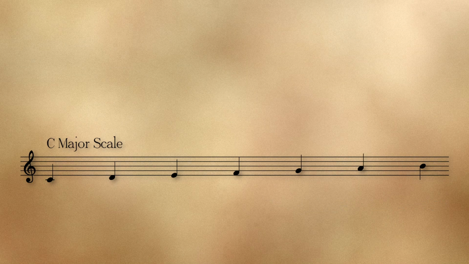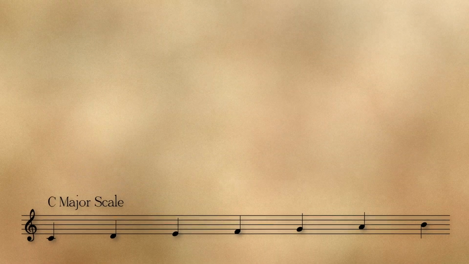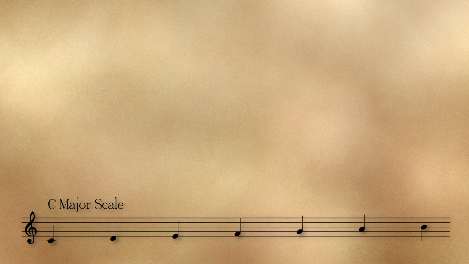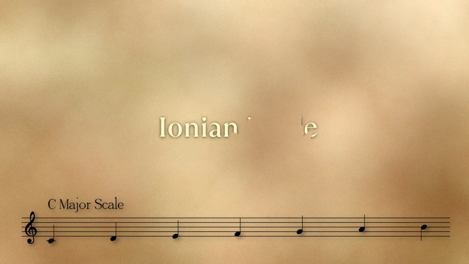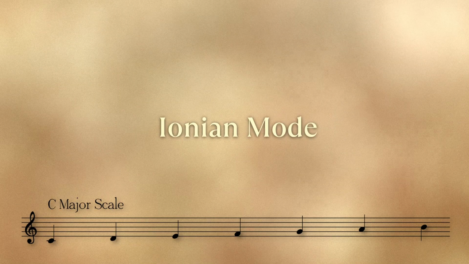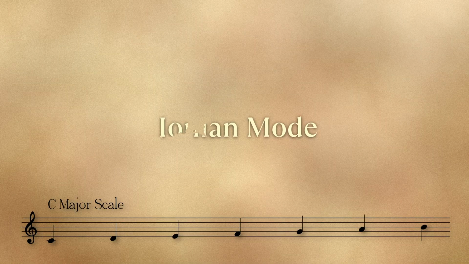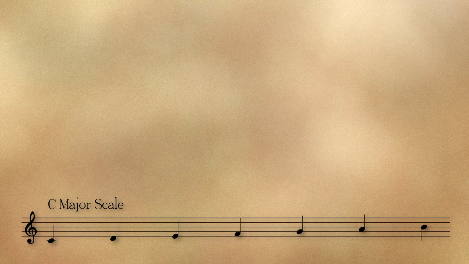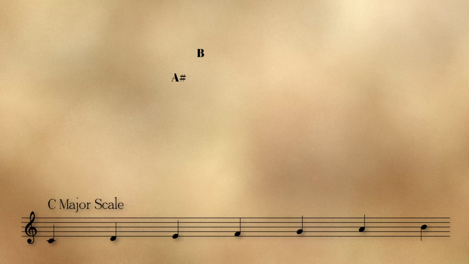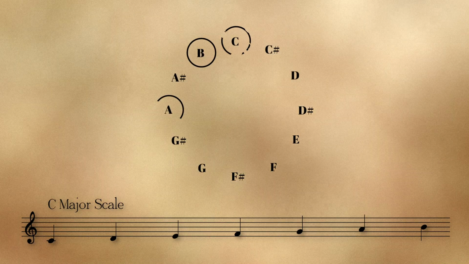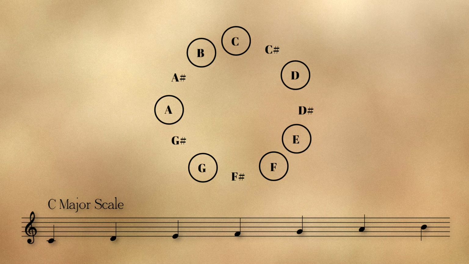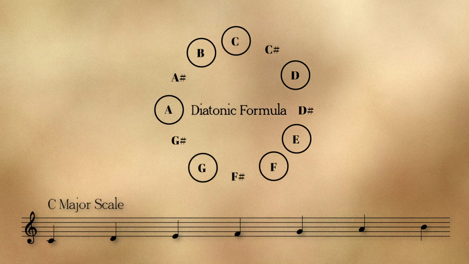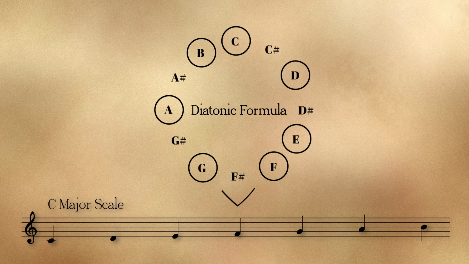Let's start by reviewing this process in a different way than you might have seen before. Here are the notes of the C major scale. In a modal context, we call the C major scale the Ionian mode. What we are actually after here is not the major scale itself, but the set of intervals that make up the scale. If we arrange all 12 pitches in a ring like this, and circle the notes of the C major scale, the arrangement of circles creates what I like to call the diatonic formula. You might have learned this interval pattern as whole, whole, half, whole, whole, whole, half.